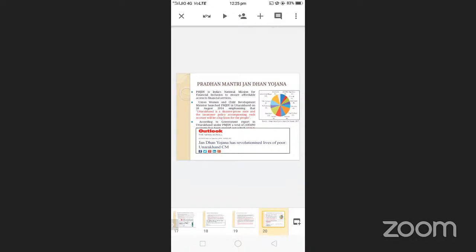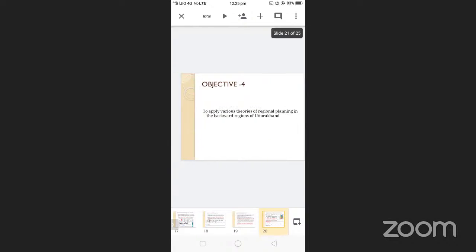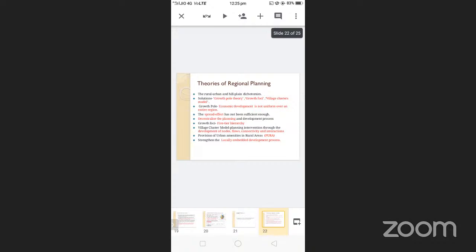Now coming to the fourth and last scheme, Pradhan Mantri Jan Dhan Yojana for bank accounts. Uttarakhand is a disaster-prone state, so there is a great need for bank accounts in order to manage disasters. Now coming to the last objective, to apply various regional planning theories in a backward region.